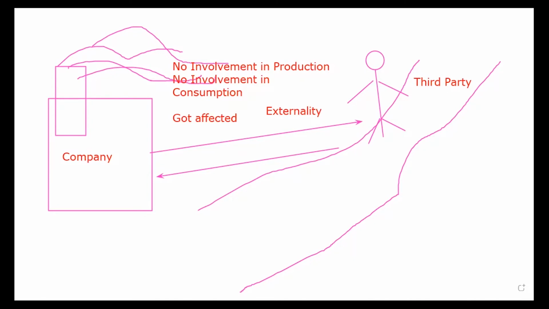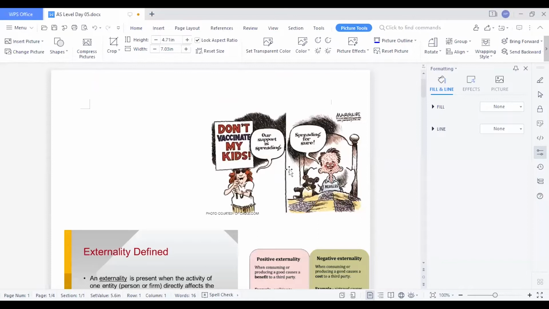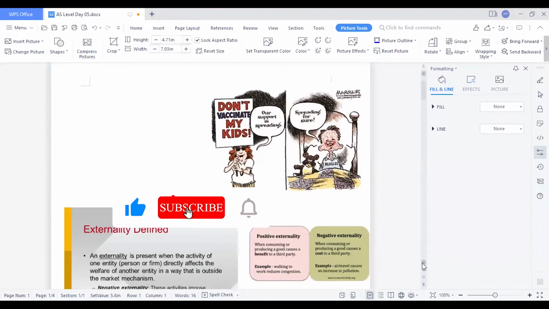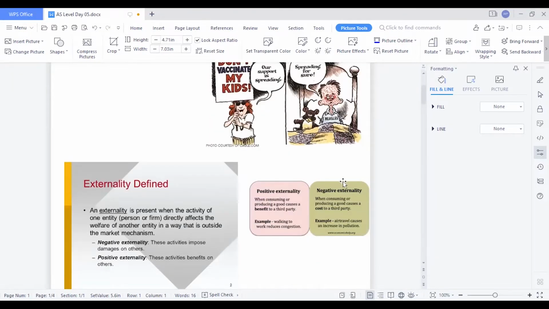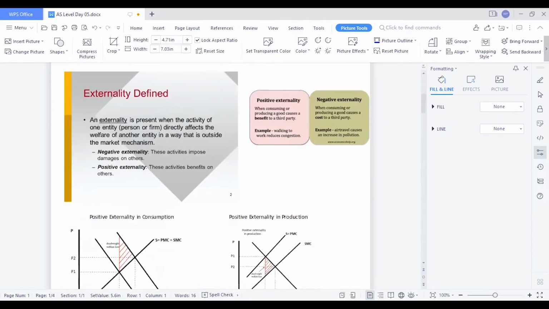Now let me move on to the topic and explain it. You might see here, don't vaccinate my kids. The support is spreading, and this person is getting affected. I'll explain what this example actually means. They might say something about the environment, but actually that's not the real cause. If you don't vaccinate, this person might get some other diseases. Now let's start explaining this in more depth.